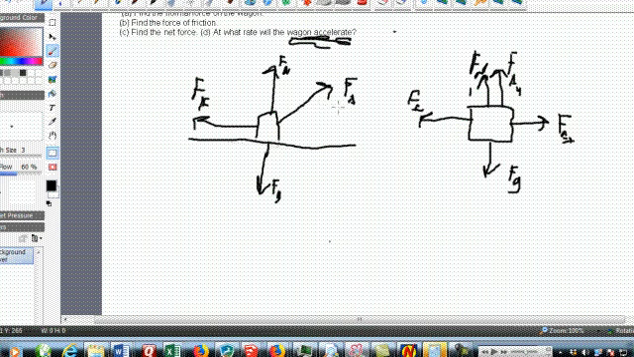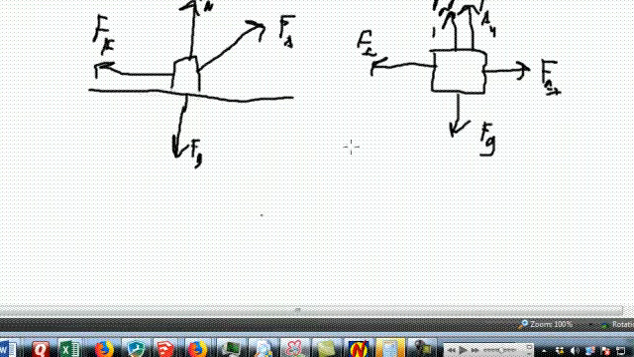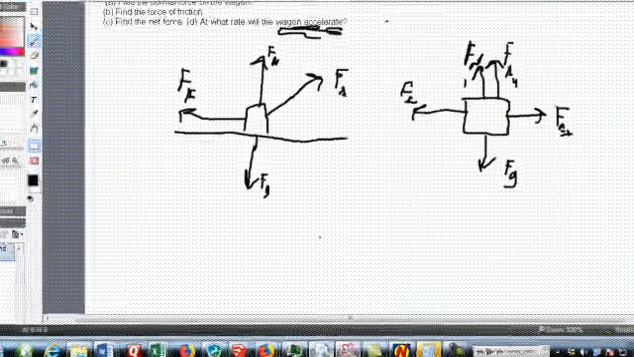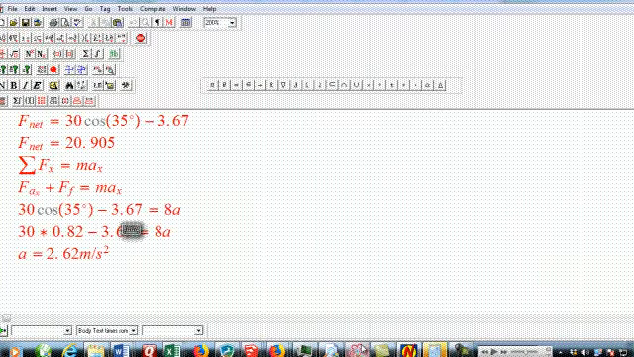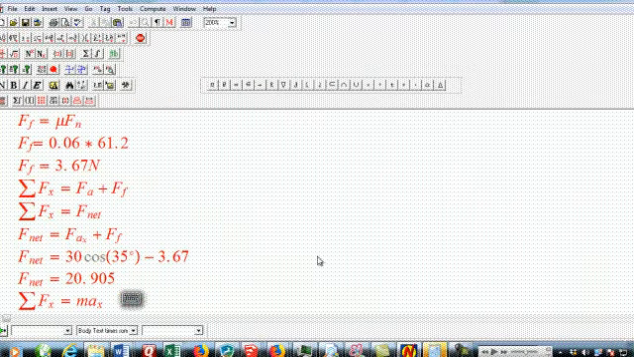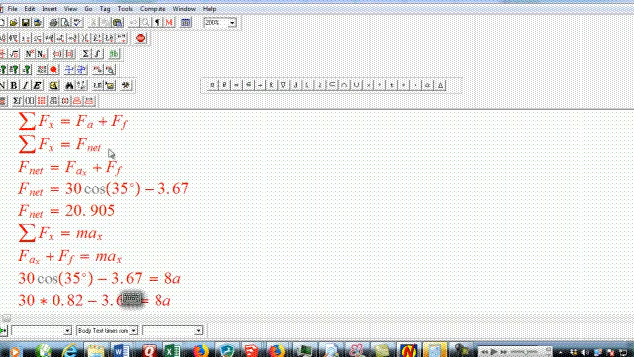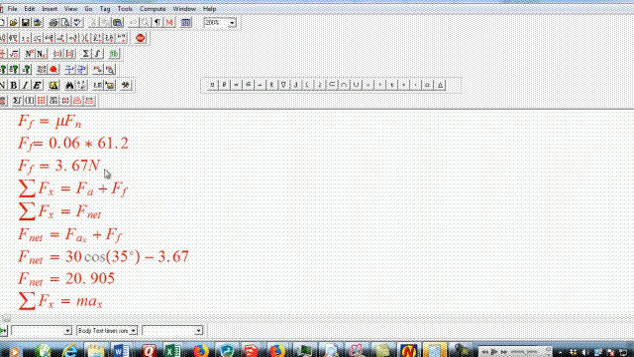First, the FBD. Come over here, you got to remember that Fay is going up, Fax is going to the right. That's the components of that vector. So when you do your sigmas, you got to make sure you include those forces. Over here, we're going to say Fx, Ff equals mu Fn, Ff equals 0.06 times 61.2, Ff equals 3.67.